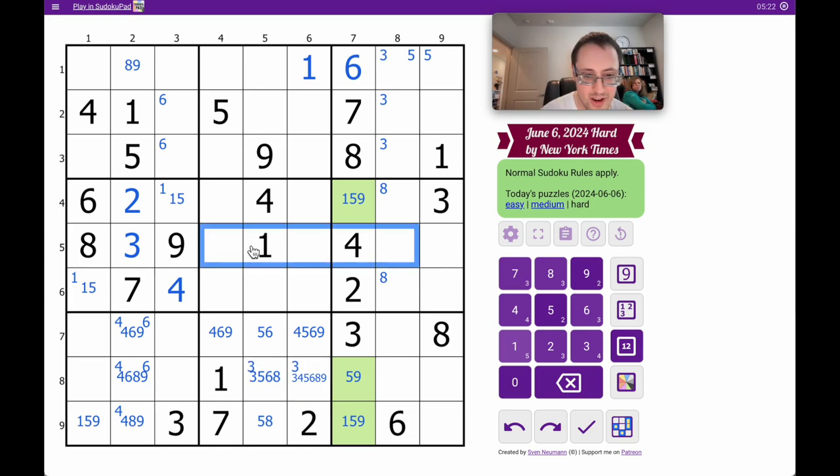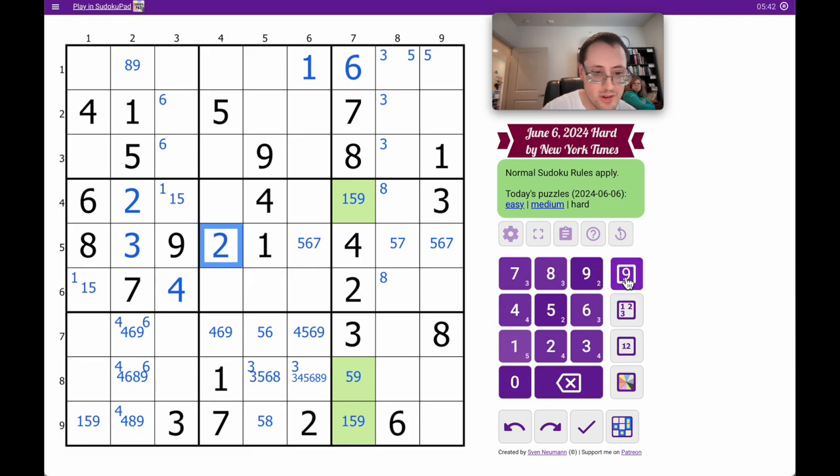Okay, row 5 has 5 things in it. 1, 3, 4, 8, 9, 2, 5, 6, and 7. Well, that one's 2 or 6. That one's not 2. So this is 5, 6, 7. There's a triple, and that places 2 in row 5. I'll place a 2 in one of those 2 in column 5.